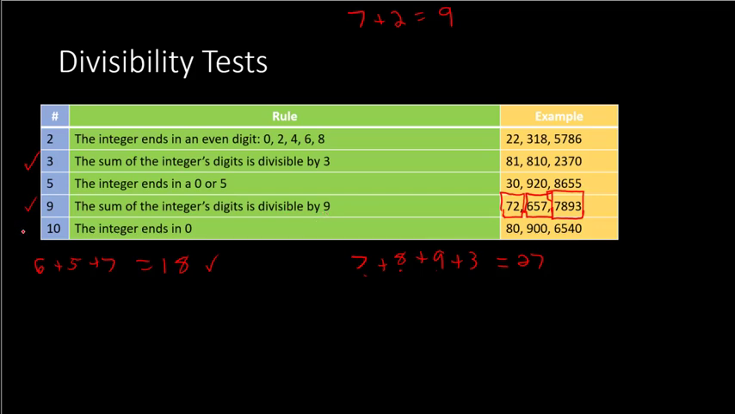Now, the last one is probably the simplest for most people. To determine if it is divisible by 10, if it ends in a 0, we can divide by 10. So 80 ends in a 0, so we can divide by 10. 900 ends in 0, so we can divide by 10. 6,540 ends in 0, so we can divide by 10. So if it ends in a 0, we can divide the number by 10.